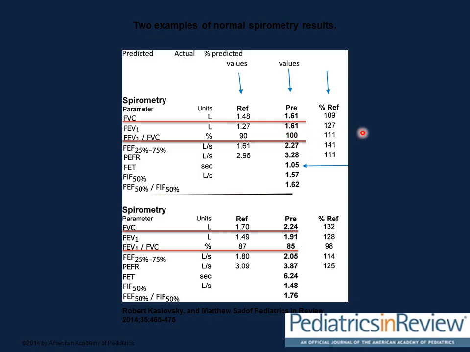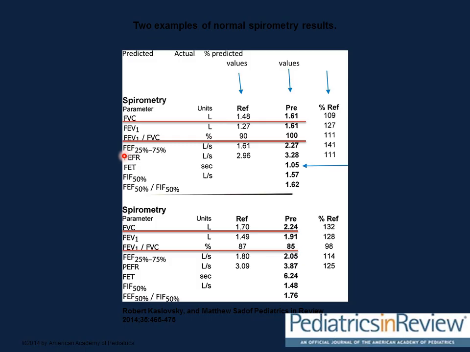So you are dealing with either two things: normal lung or restrictive lung disease. How to know the difference? By checking the FVC. If the FVC is normal, this is normal lung. If FVC is low or restricted, this is a restrictive lung disease. So here the reference is 1.48 and the recorded value is 1.6, which is more than the reference. This is normal. So you are dealing with normal lung.